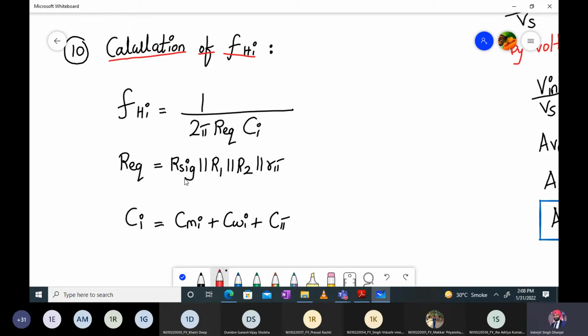The value of R sig is 1 kilo ohm. R1 parallel to R2, we have calculated it as 8 kilo ohm in the numerical. And R pi value is 1.655 kilo ohms. So if you can calculate the value of R equivalent and let me know. Till then, I will write the other formulas. So R equivalent equal to how much kilo ohm? You let me know.